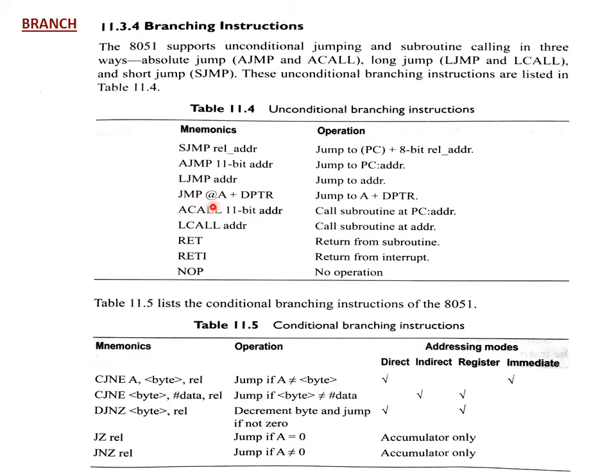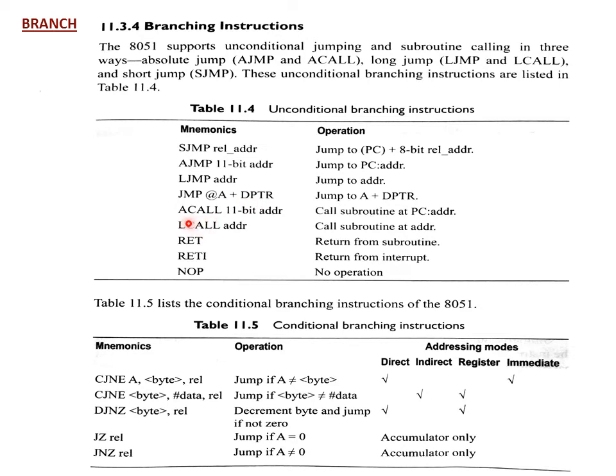Next, JMP @A+DPTR is a jump instruction, as we viewed in the previous slide. The data pointer register is used as a base register, and A is an offset. Both together form an address. It is jumping to the value added with the DPTR. The base register is stored in DPTR and the offset value is stored in the A register. Both form an address, and it jumps directly to that address.